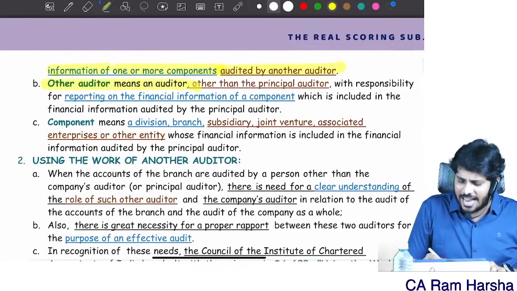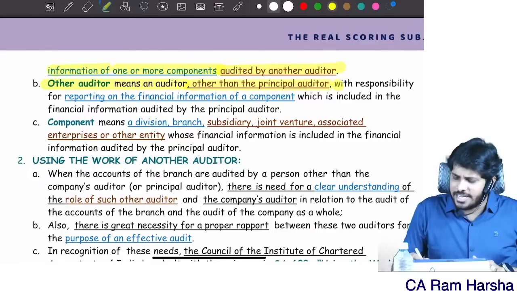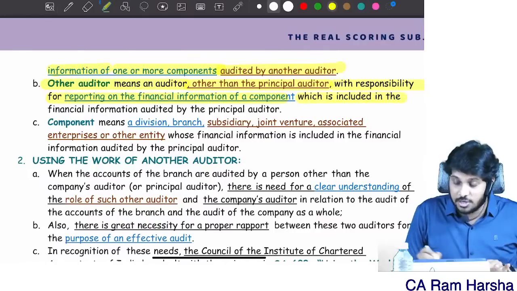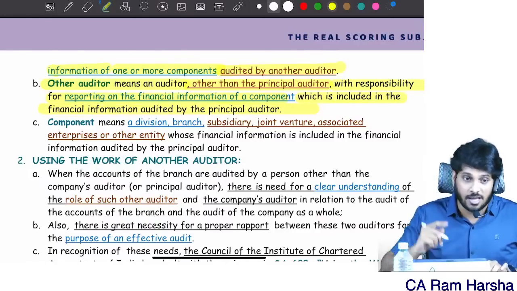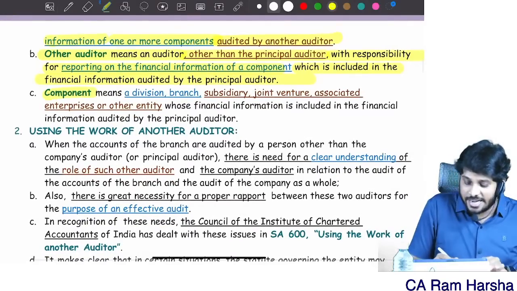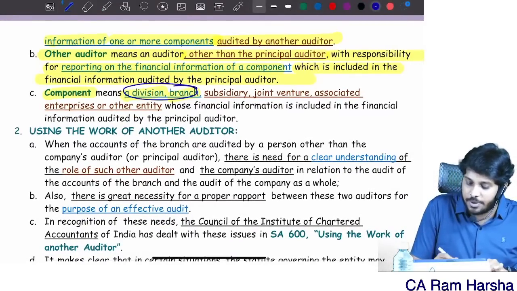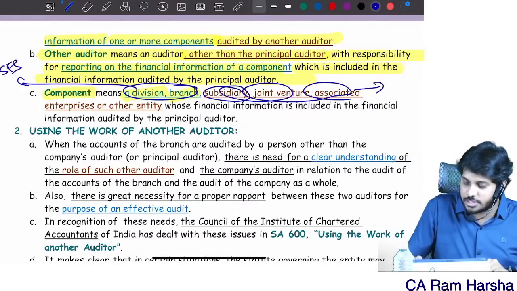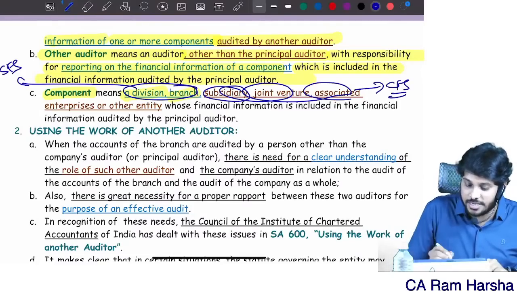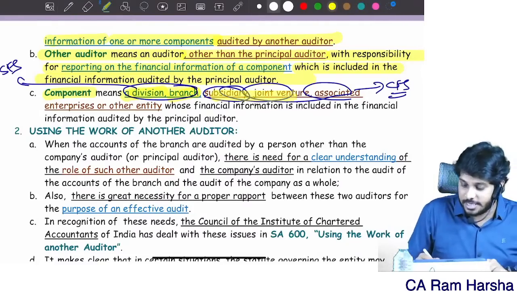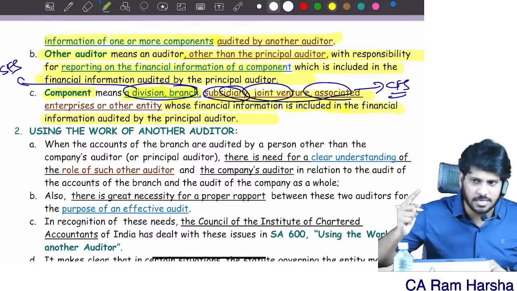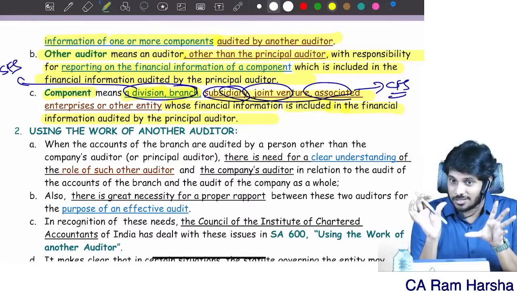Other auditor means an auditor other than principal auditor. What is his responsibility? He will have responsibility for reporting on information of a component which is included in financial information audited by principal auditor. What is a component? It can be a division or branch. Division or branch is a component from which financials point of view? Standalone. Subsidiary, joint venture and associates, these are components from which financials point of view? Consolidated. So whether it is a division or branch or a subsidiary, joint venture, associate, whose financial information is included in financial information audited by principal auditor, that's how the definitions are drafted.